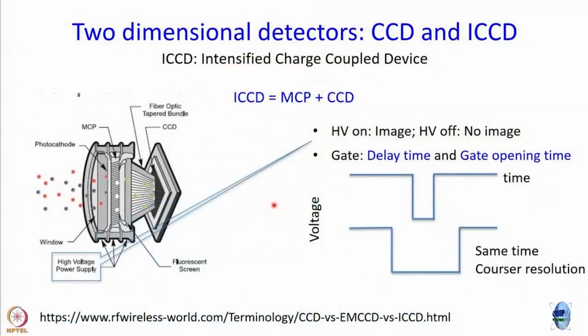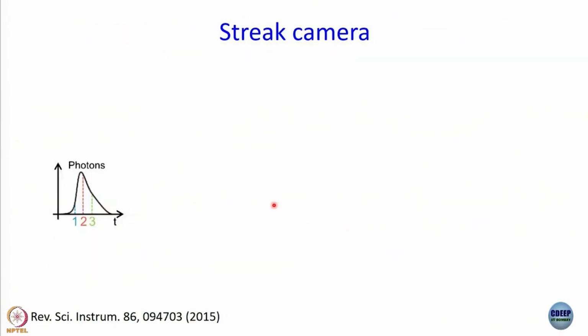Now, let us get back to the presentation. So, using this intensifier MCP, something that is a little more sophisticated than just ICCD is often used, and that is called a streak camera. It sounds strange. Camera we understand now, because we have talked about CCD camera already. What is a streak camera? What is a streak? We will see very soon.